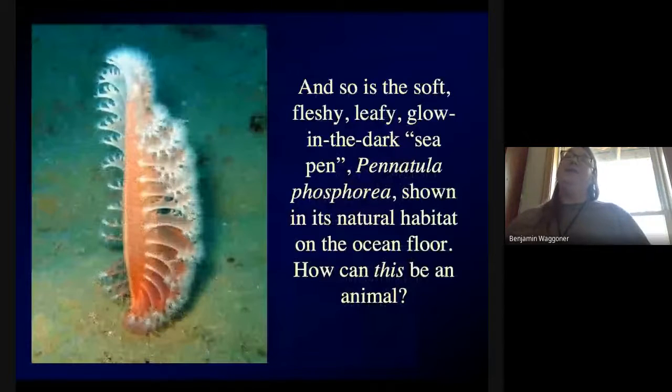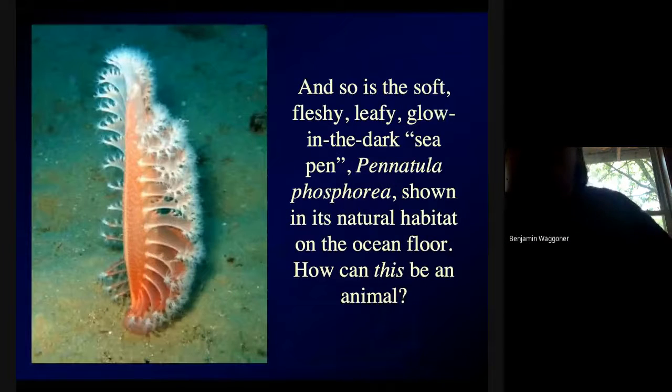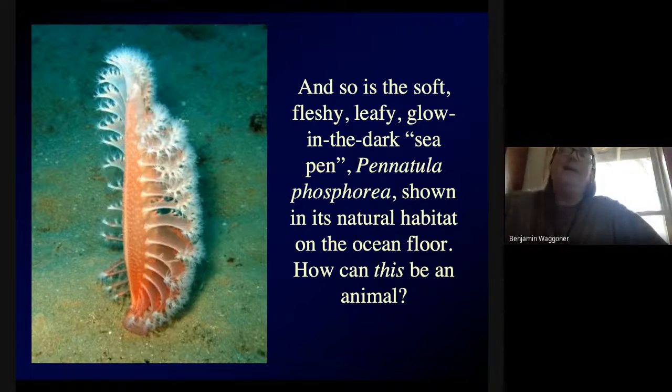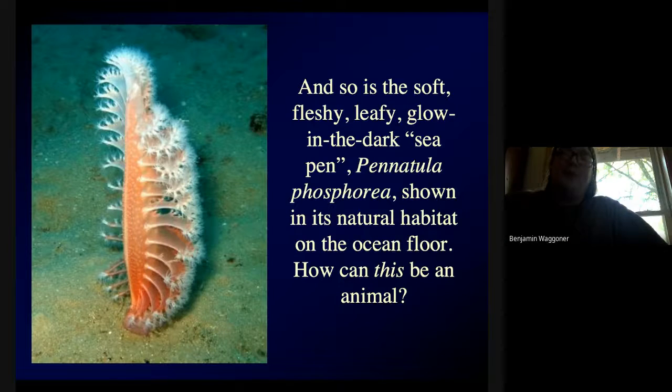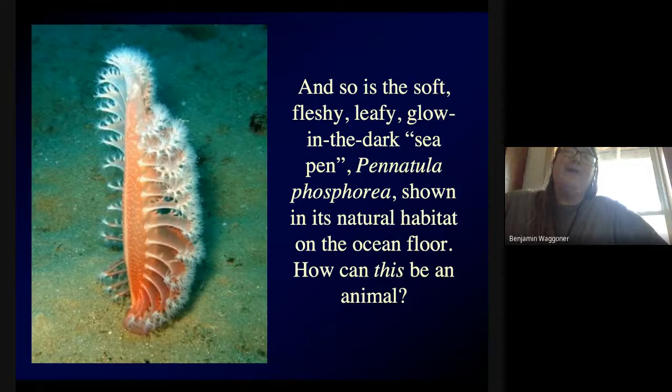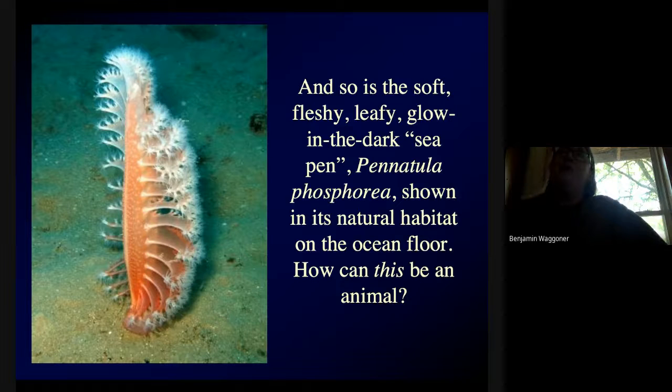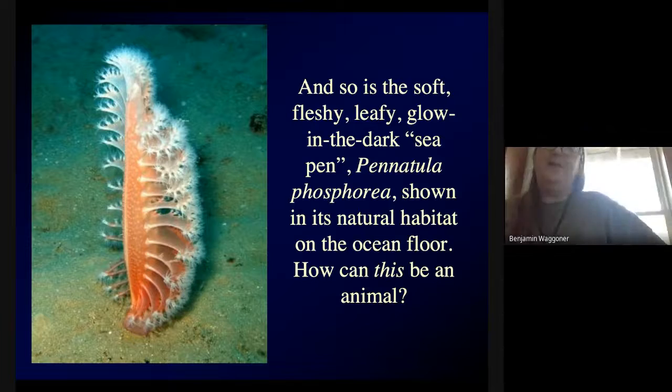And even things like this. This is soft and fleshy. It glows in the dark. It lives on the ocean floor where the bottom is very soft, and it looks like a feather. It's called Pennatula phosphorea. This is not the kind of thing that people tend to think of as an animal. If you saw one of these and you didn't already know, you might think it was some kind of weird seaweed or something like that. This certainly does not look an awful lot like a snow leopard or even a dragonfly. So where do we get off calling this an animal?